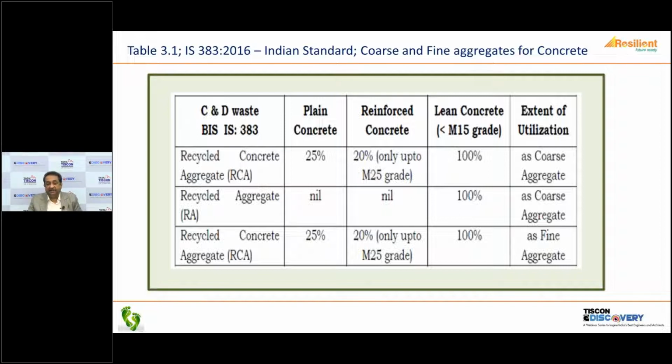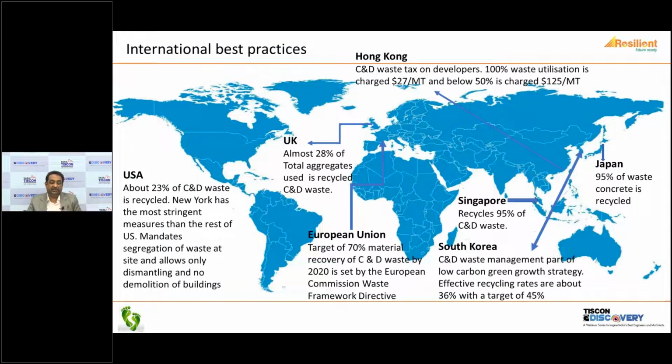So, having said that, how are the international best practices working out? Now, in the US, 23% of the C&D waste is recycled. Now, you know that of the 50 states in the US, every state has got its own law. The most stringent is in New York, where they do not allow demolition. Strictly, all the buildings have got to be deconstructed or dismantled, with a proper scientific approach. It also mandates that segregation of waste should be done at site, so that the effectiveness of recycling can be much better.